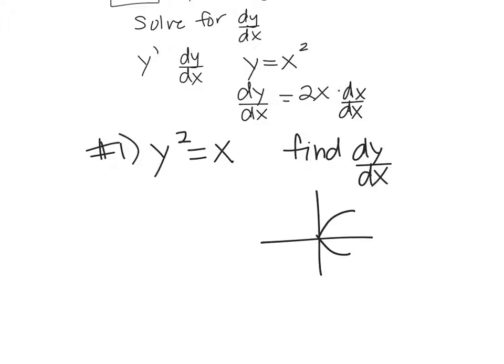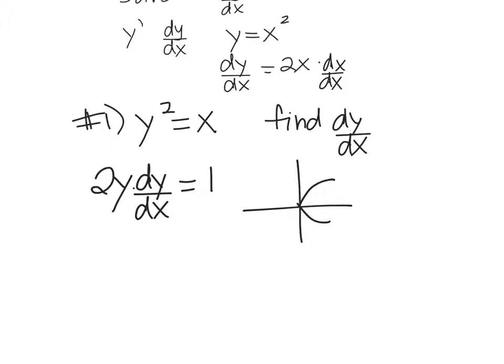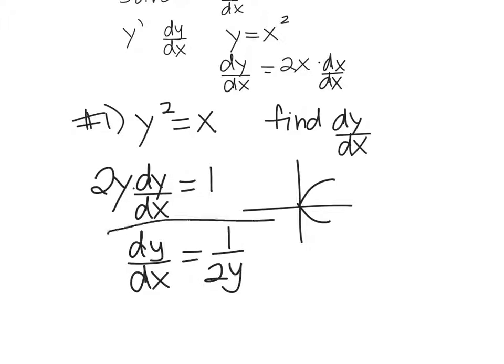So here's how you do it. You take the derivative of y squared, which is 2y dy/dx. All you need to remember is every time you take the derivative of y, you have to tack on a dy/dx to it. It's like chain rule. You take the derivative of 2y, but the derivative of y is dy/dx. And then the derivative of x is just 1. And so we're finding dy/dx, so to solve for it, you divide both sides by 2y. Your answer is dy/dx equals 1 over 2y.